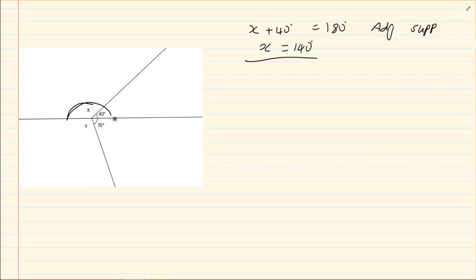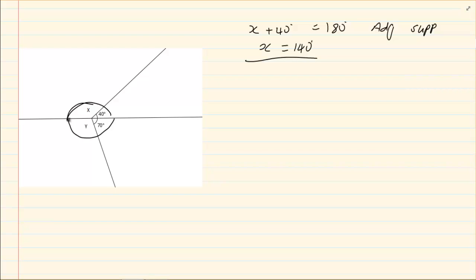Let's do this last example. Now if you look here, you see how I overemphasize straight line? This and this does not make a straight line. If I was going to say vertically opposite, I'd have to have a line running like that. But what I can see here is adjacent supplementary. So x plus 40 is equal to 180 degrees, adjacent supplementary, and that would mean x is equal to 140 degrees. What would y equal to?